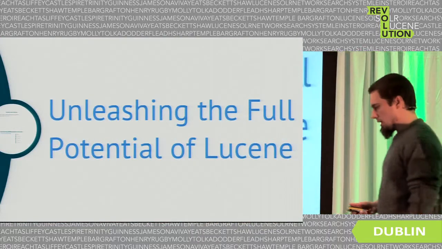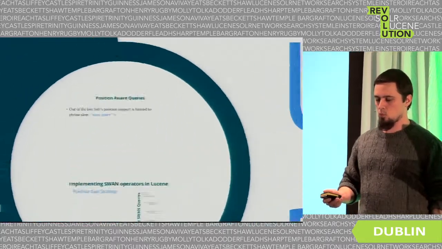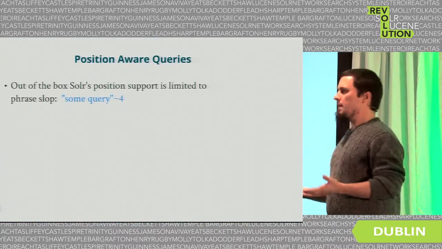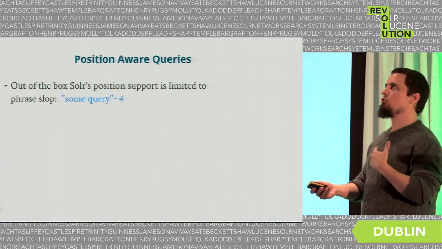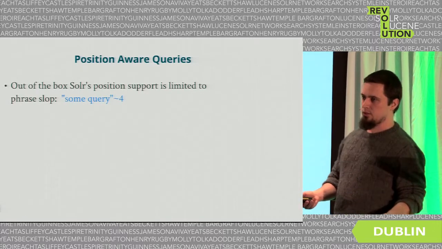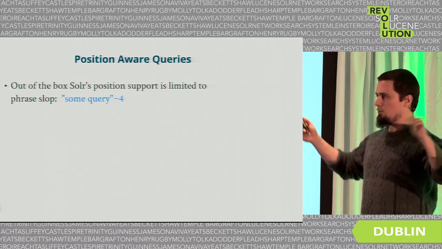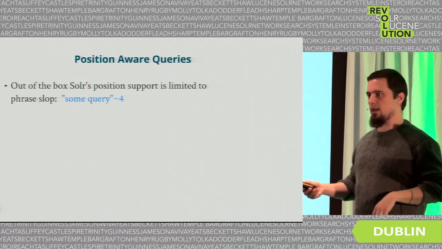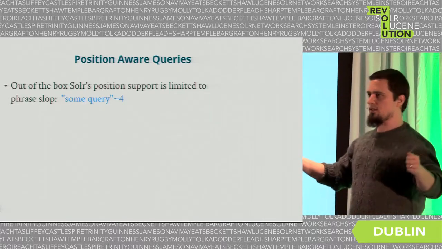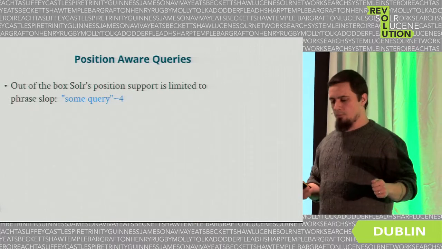All right, so unleashing the full potential of Lucene. Out of the box, Solr gives you the ability to make position-based queries. But you're kind of limited to phrase queries, right? So I could say, quote, give me some query, tilde 4, and then I get those words spaced 0 to 4 tokens apart, something like that, right?